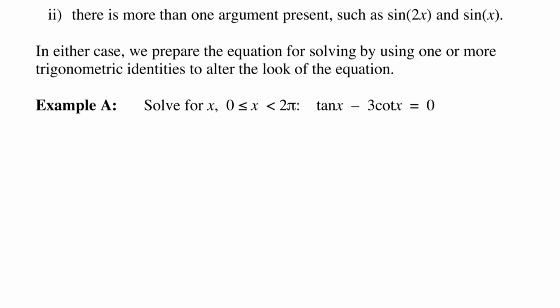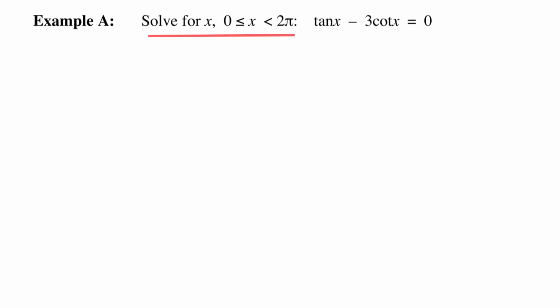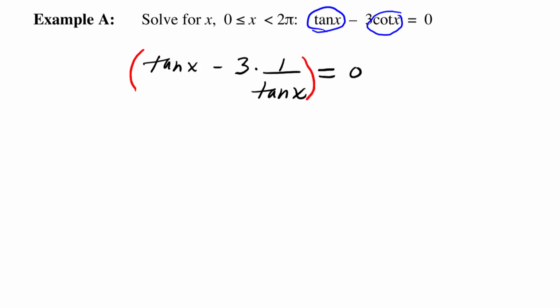Let's consider this example solving for x when x is between 0 and 2 pi. The equation is tangent x minus 3 cotangent x equals 0. And you see we have two different functions in the equation. What we're going to do is change them to the same function by making cotangent of x into 1 over tangent x. Of course, that's equal to 0. And to clear the fraction that we now have, we're going to multiply each side by tangent x.